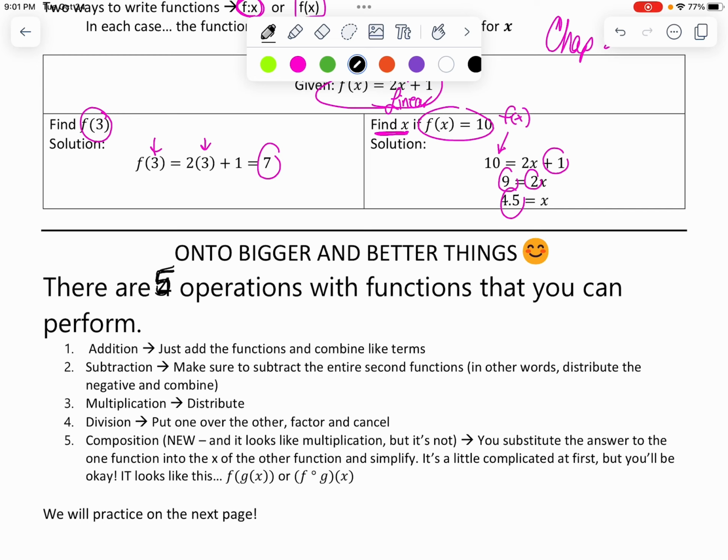This one's new. I'm not going to explain adding and subtracting. However, with subtracting, we need to make sure we distribute the negative. We'll show what that looks like.